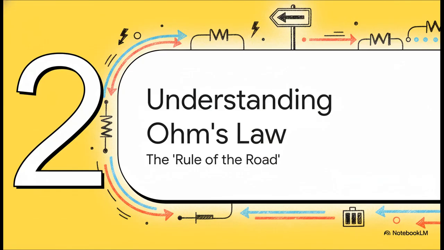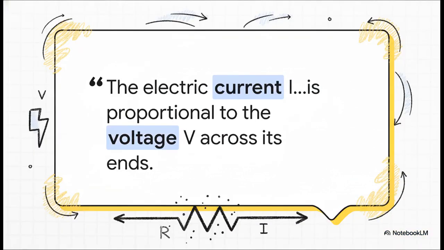How do we make sense of it? How do we predict it? Well, there's basically a rule of the road for electricity, a single incredibly powerful law that tells us how these steady currents behave, and that is the famous Ohm's law. George Simon Ohm had this major breakthrough back in 1828. He figured out this beautifully simple relationship between what we can call the push, the flow, and the pushback in any circuit. This idea is the absolute cornerstone of all circuit analysis.